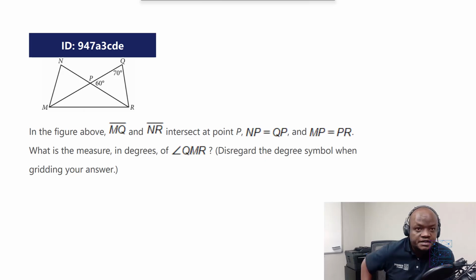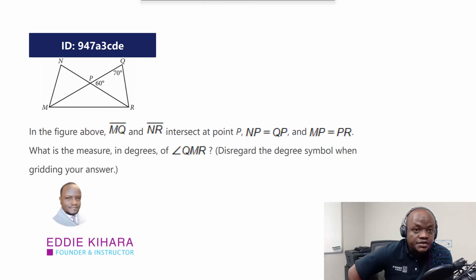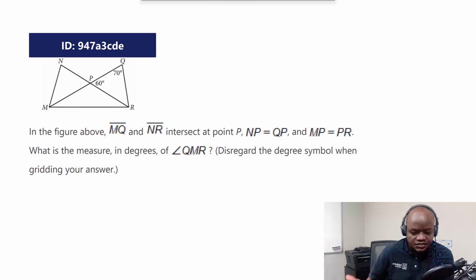In the figure above, MQ and NR intersect at point P. NP equals QP and MP equals PR. What is the measure in degrees of angle QMR? It's also saying disregard degree symbols when grading your answer. Anywho, so let's hop in.